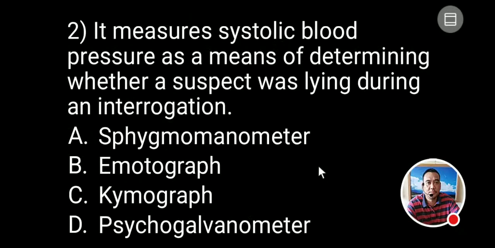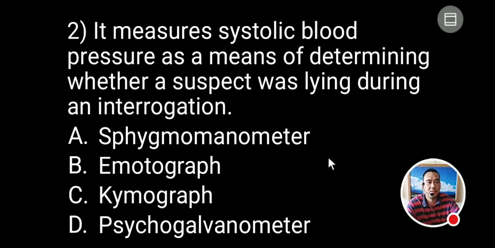Question number 2. It measures systolic blood pressure as a means of determining whether a suspect was lying during an interrogation. A. Sphygmomanometer. Letter B, Emotograph. Letter C, Kymograph. Or letter D, Sphygmomanometer.